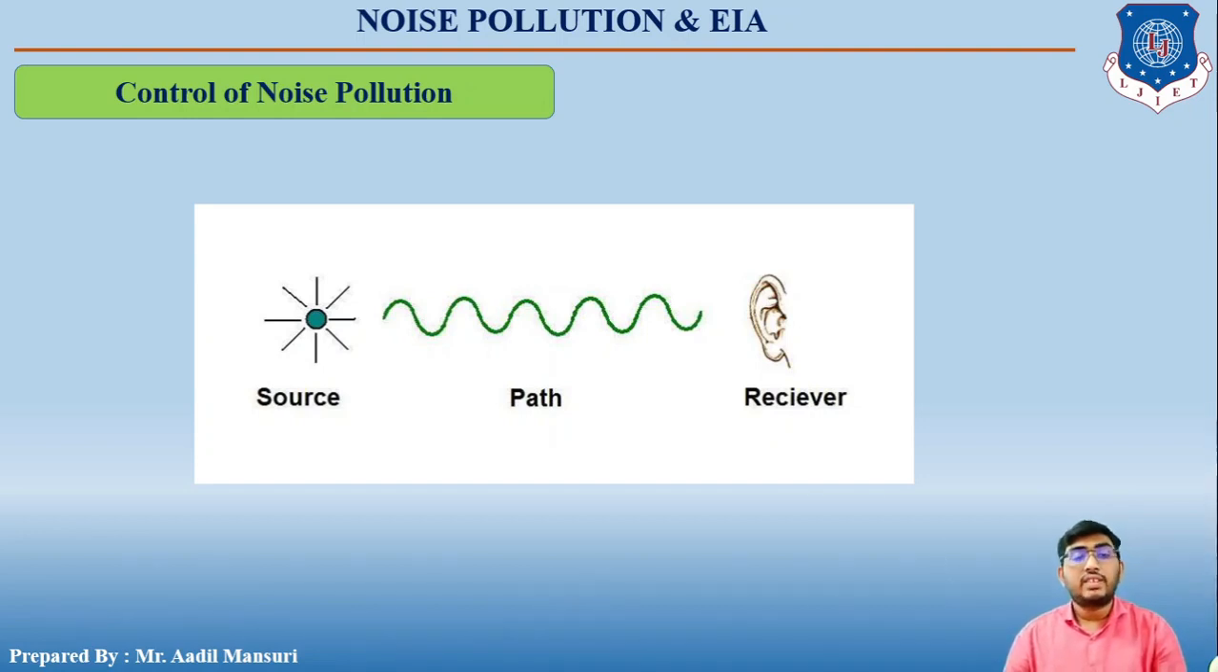Then second is the path, that is the transmission path. So sound insulating enclosures, construction of noise barriers, and absorbing materials along the path, right? That is all included in the path. And the third one is the receiver. So altering the work schedule or provision of ear protection like earplugs can also be used.